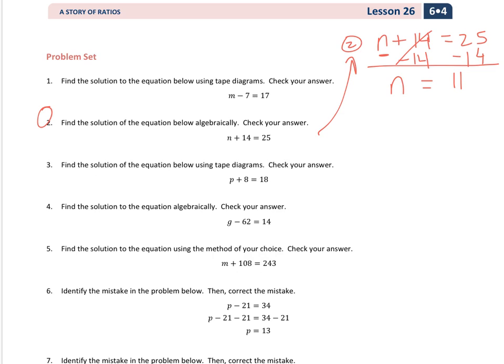So I could show my check. 11 plus 14 equals 25, because when I add 11 and 14 I get 25. So there's my check for it.